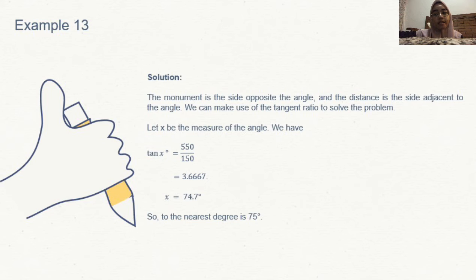So let x be the measure of the angle. We have tan x degrees is 550 per 150, which is 3.6667. So x equals 74.7 degrees. So to the nearest degree it is 75 degrees.